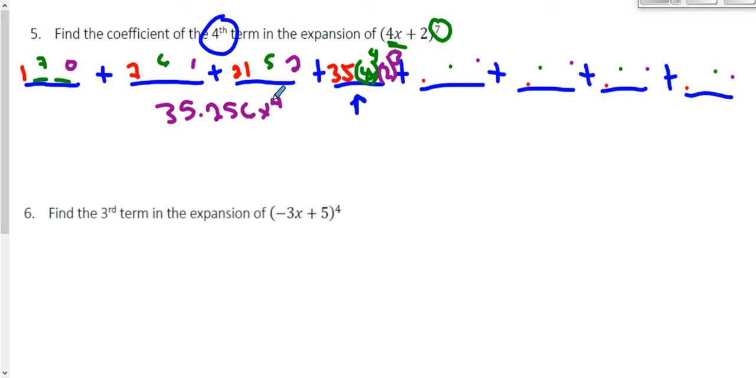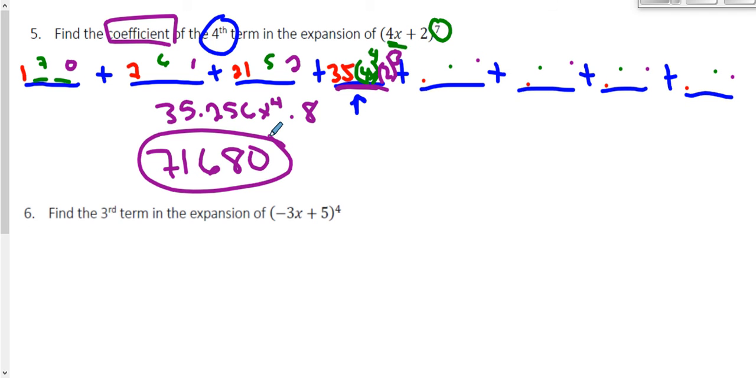So these are the 3 numbers that I have to multiply together to get this fourth term with its x to the fourth. So in the calculator, if I do 35 times 256 times 8, I get the number 71,680, which is the coefficient of x to the fourth, and all I care about for this problem is the coefficient. I don't actually care about the fact that x is being raised to the fourth power. All I wanted to do was find that number.